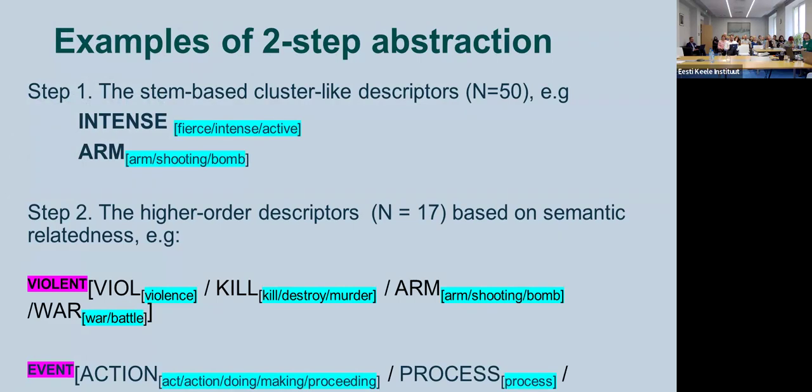But then we found that we have to abstract even further, rather than semantically related lower order descriptors into more higher order descriptors, so that the number of them wouldn't be too big. It's 17 in the end.